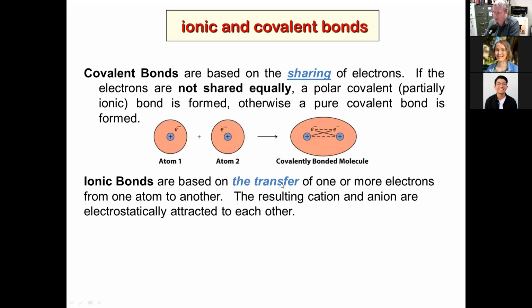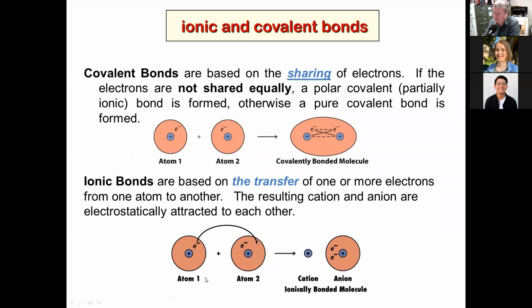Ionic bonds, of course, are based on the transfer of one or more electrons from one atom to the other. The resulting cation and anion are electrostatically attracted to each other. So things like salts and sodium chloride have this sort of configuration. So we might have two atoms, and one electron gets transferred to the other atom, and then you have one thing that's positively charged and one thing that's negatively charged, and they form this sort of ionic bond. Think of NaCl or something, right?